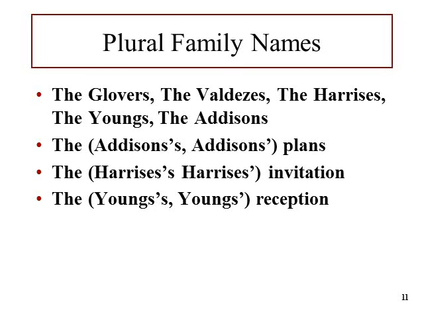The Glovers, the Valdezes, the Harrises, the Youngs, the Addisons. You can see these are the ones that become difficult because we have to make them plural by adding ES. So don't forget that when we're talking about the Addisons, their plans, this would be their plans. And for the Harrises, this would be the invitation. And for the Youngs, this would be the reception. Hopefully that makes sense.